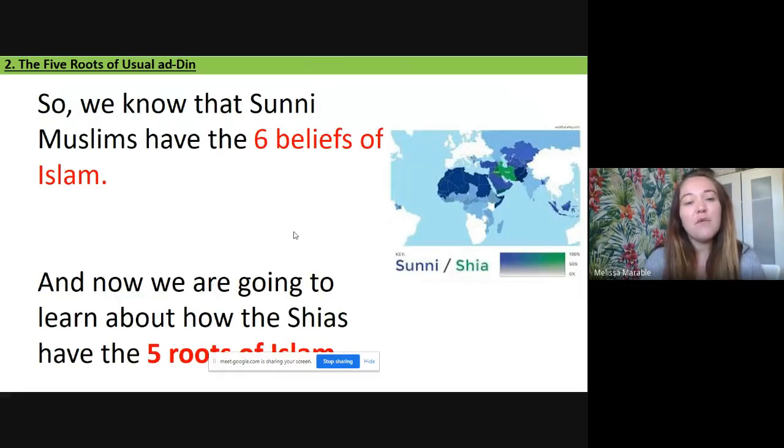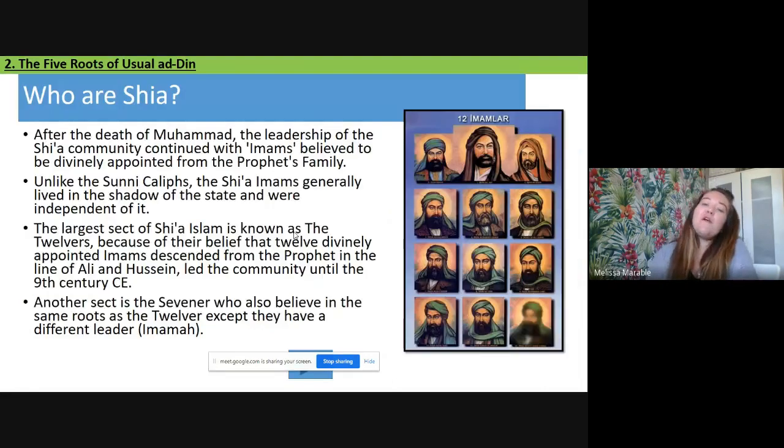So we know that Sunni Muslims have their 6 beliefs, and now we're going to look at the 5 roots. So first of all, we need to understand and recap who are Shia and why are they different? What is the history behind it? Of course, Prophet Muhammad, peace be upon him, died after beginning the new religion, Islam, and then the leadership was really disputed between the Muslim community. Some wanted Abu Bakr and others wanted Ali Talib.